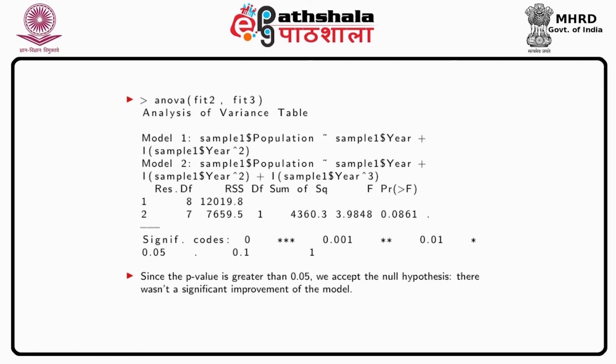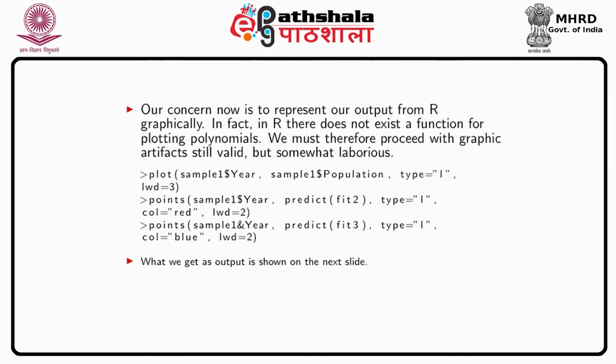We are given the RSS values, and corresponding to the F test statistic, we see the p-value is 0.08. Now, taking a significance level of 0.05, we can see that the ANOVA test that was performed to test whether fit 2 was better than fit 3 as an alternative hypothesis has not been rejected. Since the p-value is greater than 0.05, we conclude that there wasn't a significant improvement in the model. Now our concern is to represent our output from R graphically.